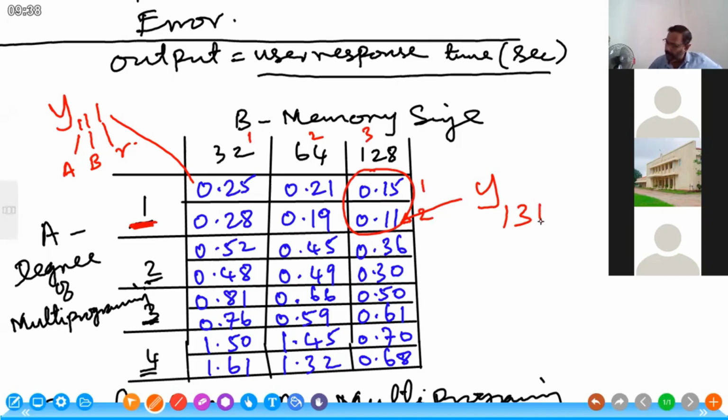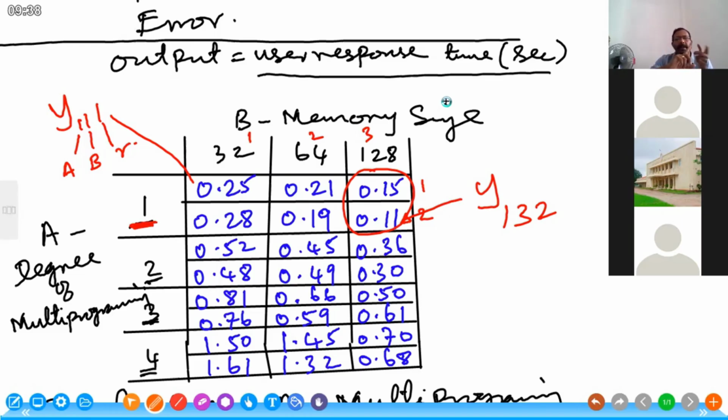So that we could write it as 132. Right. Now, can you work it out? Can we complete the ANOVA table? Can we try with the ANOVA table? Can you calculate all these effects?